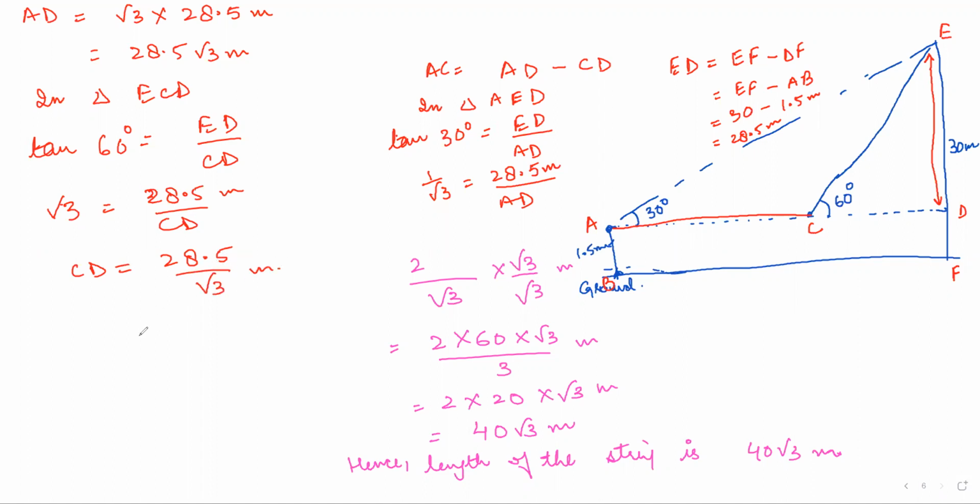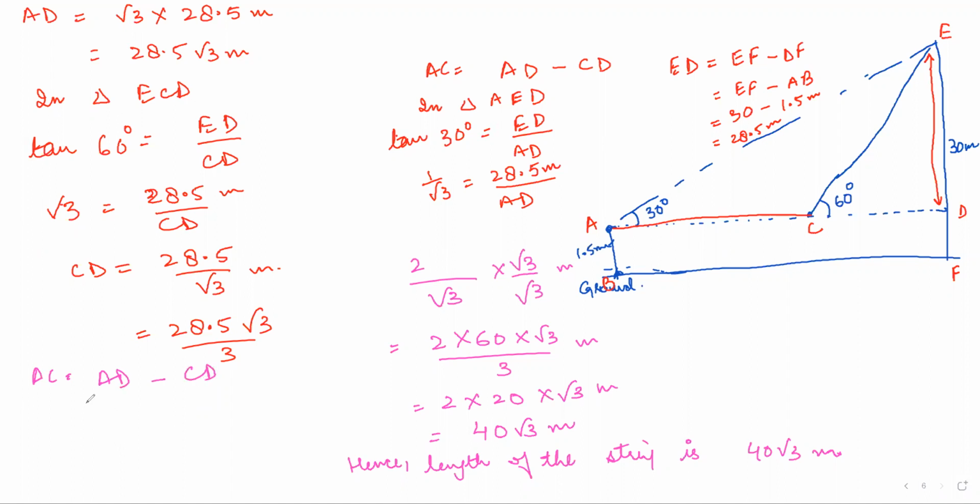So you can rationalize it. It will be 28.5 root 3 divided by 3, right? So multiply both numerator and denominator by root 3, so the denominator will become 3. Clear? Now this much is fine. You have found AD and you have found CD. Now I want to know AC. So now my AC is actually complete length AD minus CD, right?